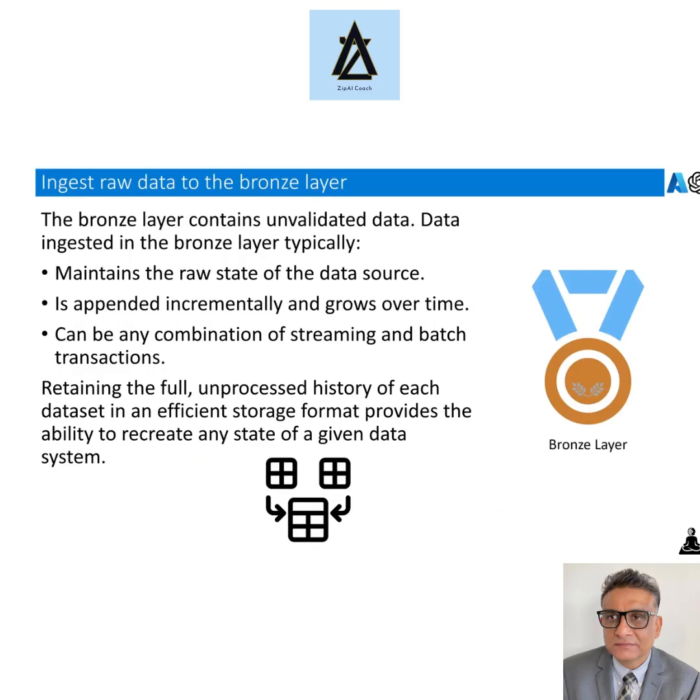Now, let's look at each layer. The bronze layer contains unvalidated data, which is just the copy of your source data. It is in the same state as the data source. It can be appended incrementally to grow over a period of time. And you can get a feed from streaming as well as batch. For streaming, you can use event streaming to populate the bronze layer, or you can run periodic jobs to ingest the data.